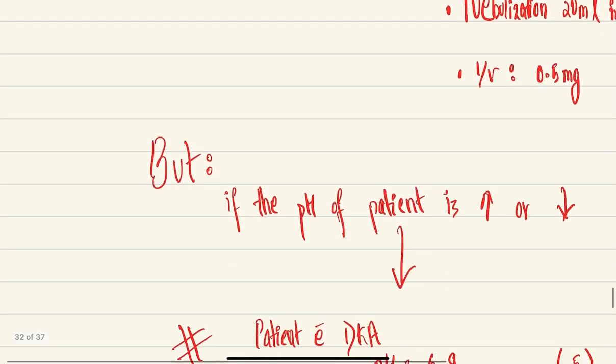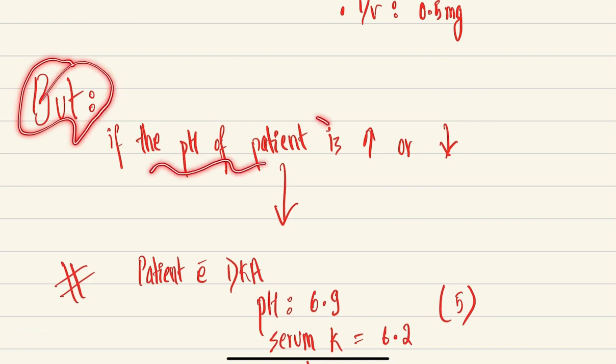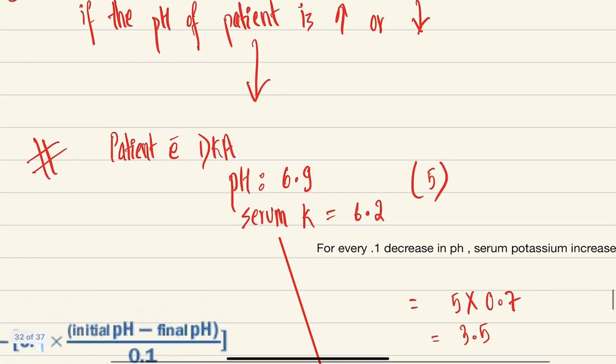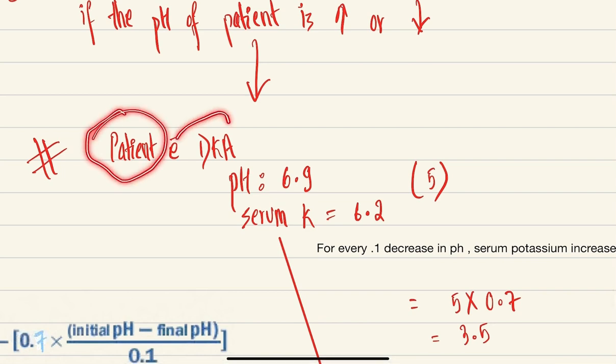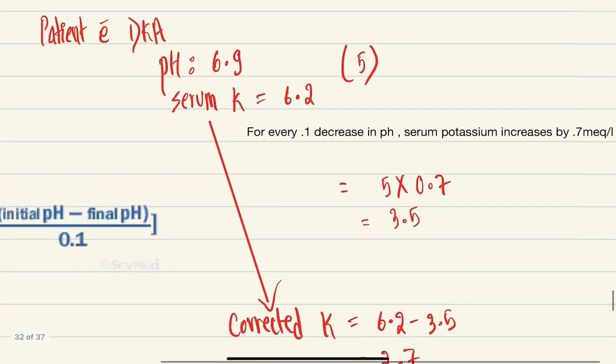Now let's see some of the facts. If the pH of the patient is high or low and he is admitted in the ICU, we should be concerned about hyperkalemia and hypokalemia. For example, there is one patient with diabetic ketoacidosis. His pH is 6.9 and serum potassium 6.2. He is in metabolic acidosis. So how can we correct potassium?